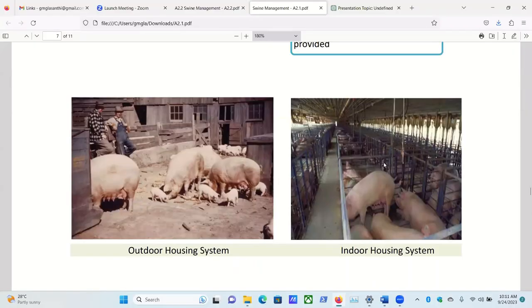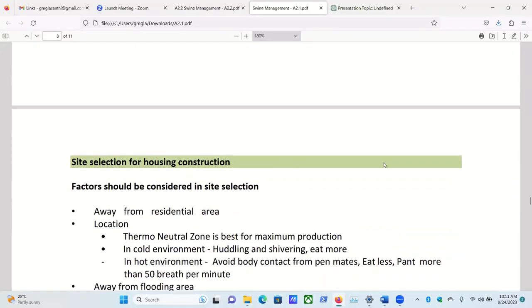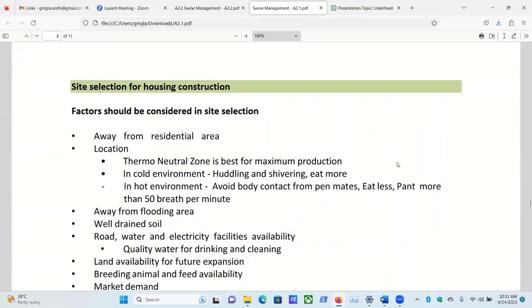So those are the available housing structures. Now let's discuss the housing construction.